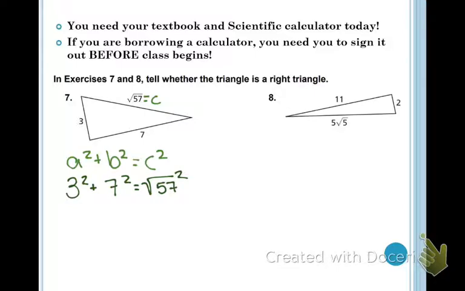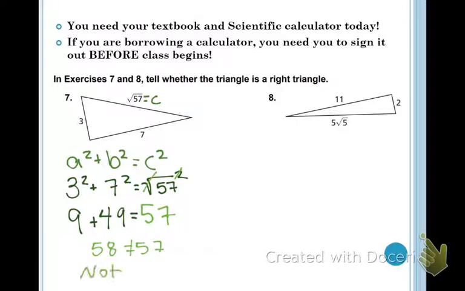3 squared is 9. 7 squared is? The square root of 57 squared is 57, because squaring and square rooting are opposites of each other. 9 plus 49 is? Does that equal 57? It does not, so we can say this is not a right triangle.